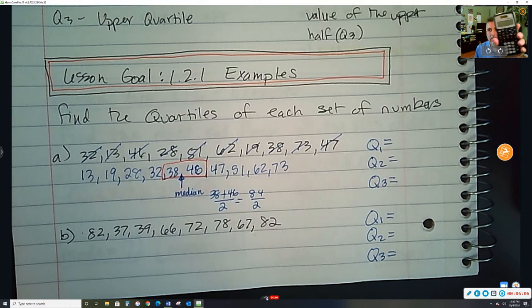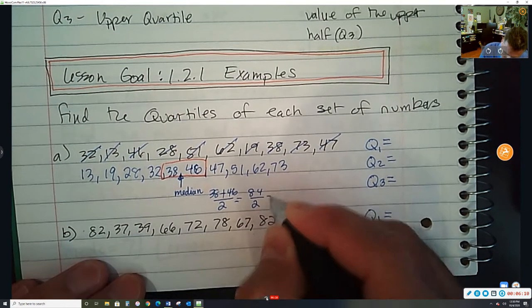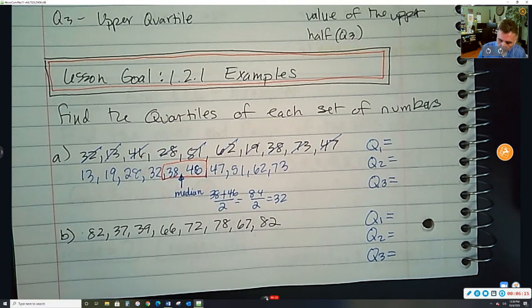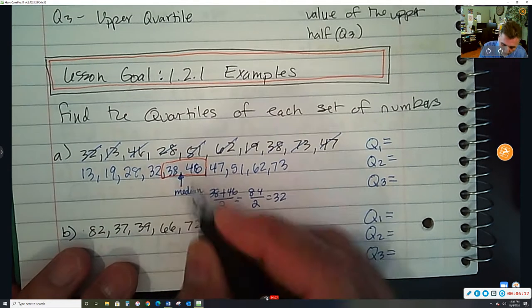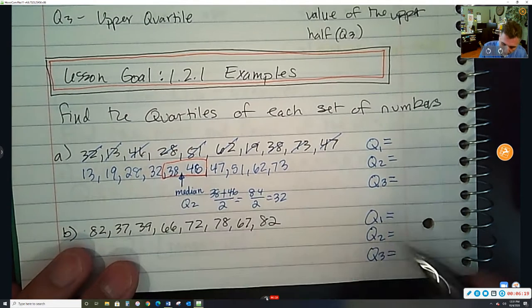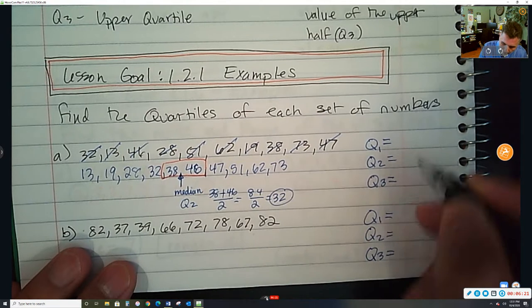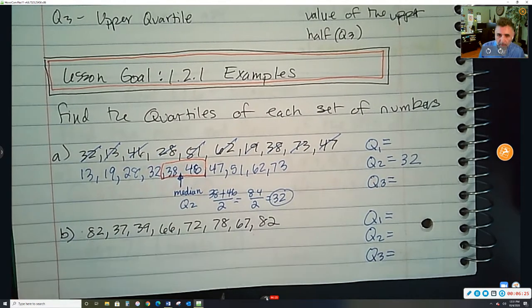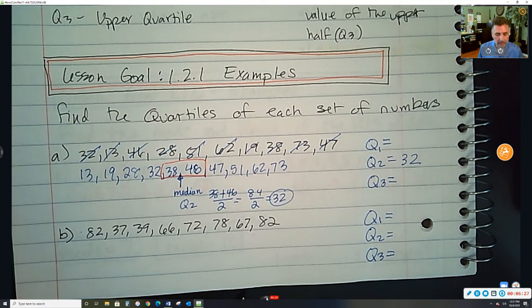Boom, there's my calculator. So then do 84 divided by 2. Well, that's 32. Okay, that is the median, which is quartile 2, 32. And I'm going to put that in here. Okay. So now let's go through.